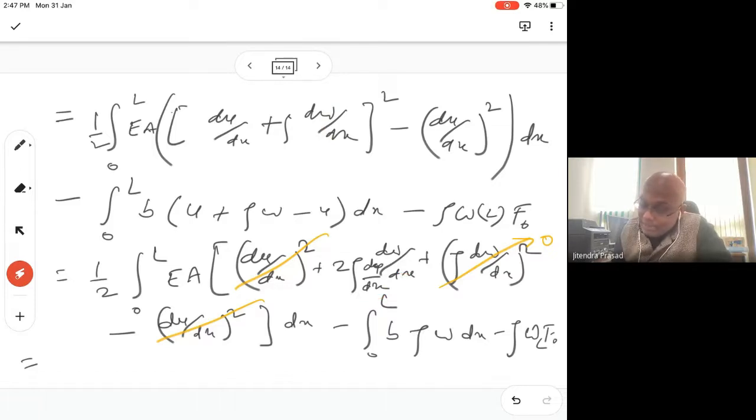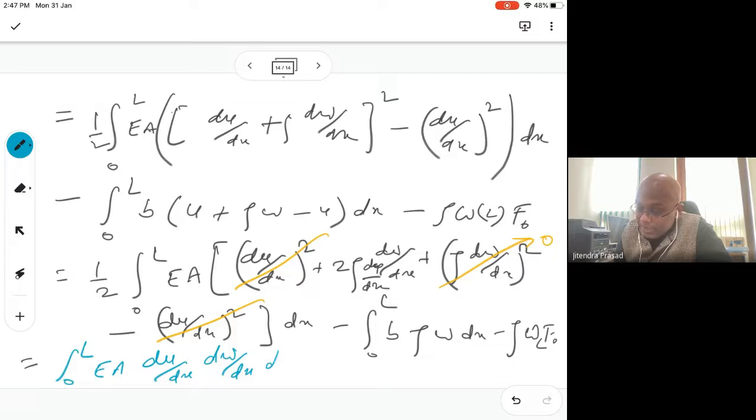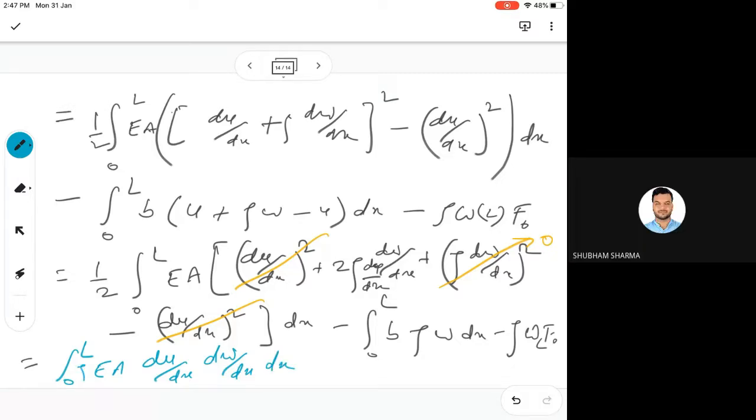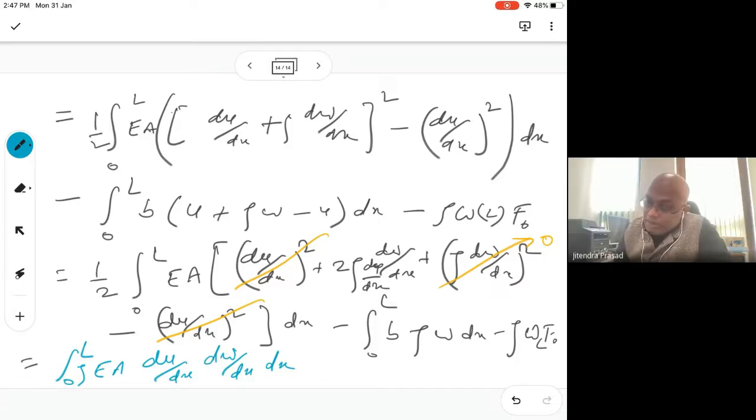So what we see here is that the 2 and 2 cancel out, so we get integral 0 to L of EA du over dx dw over dx. Zeta was also there. Yes, zeta is also there. Okay, so we have this. Then we have minus.